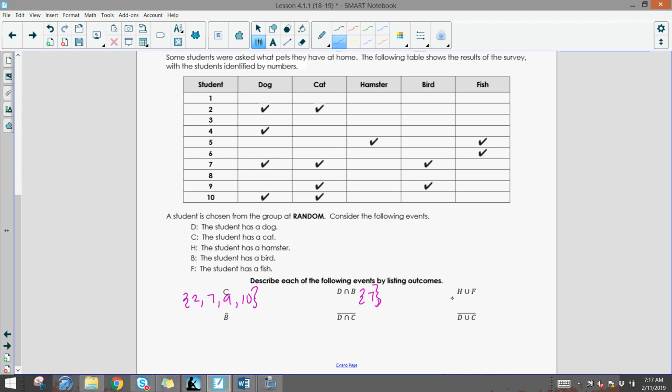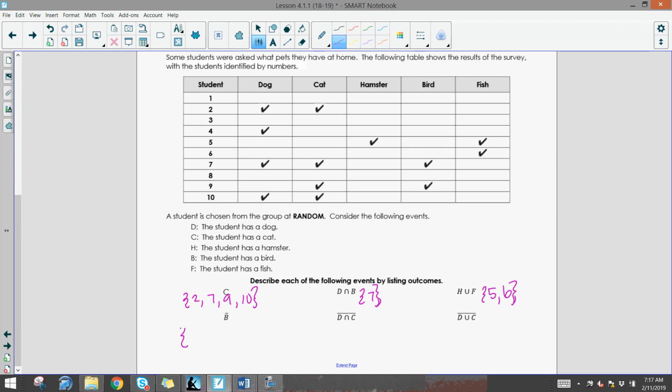Now, the next one is H or F, so a hamster or a fish. As long as they fall in one of those two categories, we can place them into our list. So a hamster or a fish, we have student number 5. We have student number 6 because they have a fish. That's it, just 5 and 6. Sweet. All right, so the next one is B, but do you guys notice you have that line over it? That means not B, so it means people who do not have a bird.